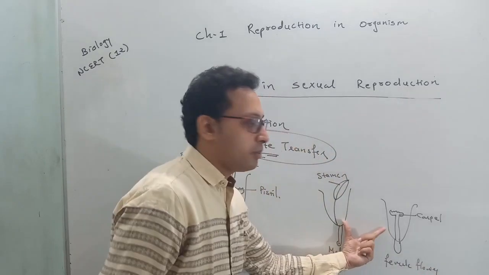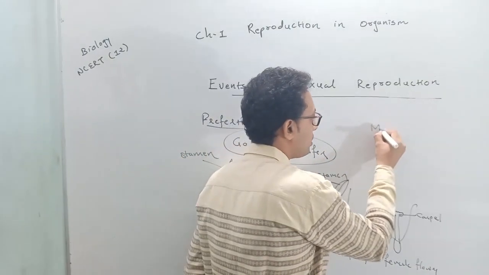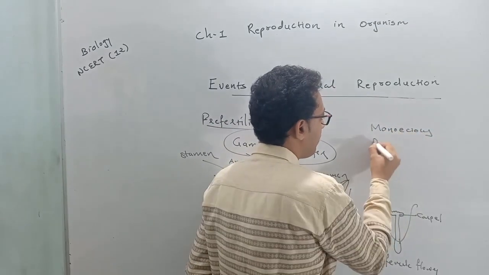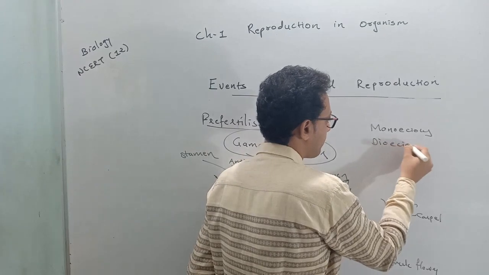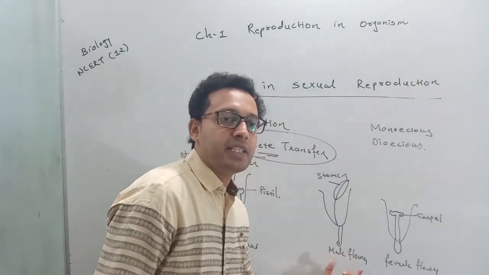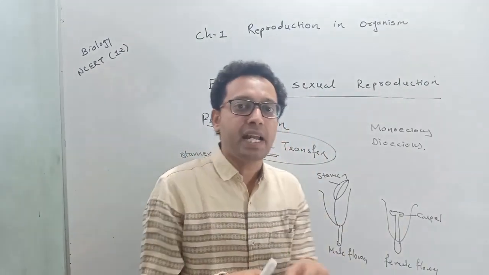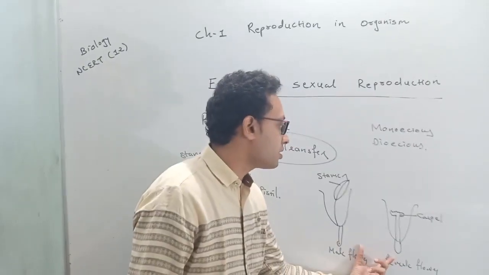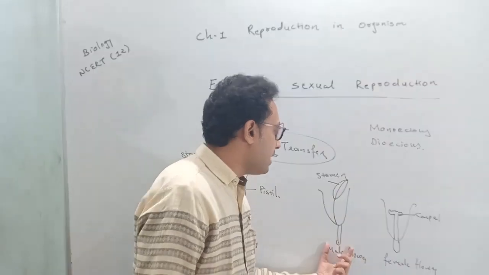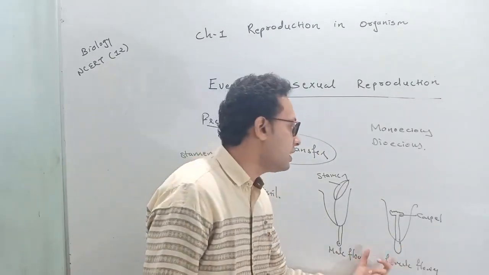See, there are two possibilities, depending on the type of plant. The plant may be monoecious or the plant may be dioecious. A monoecious plant is a plant in which the male flower and the female flower are present in the same plant. This is called monoecious. And what is a dioecious plant? As we have learned in the previous session, the male flower and the female flower are present on two different plants. This is called dioecious.